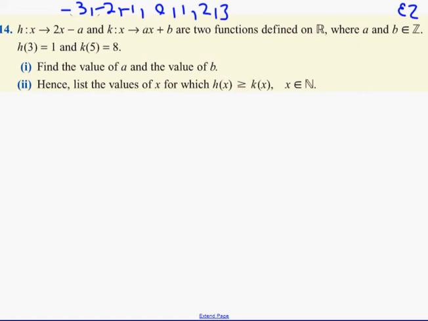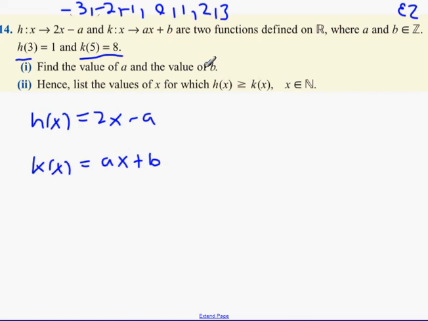Okay? Now, what you're going to see is, it says h of x is 2 times x minus a. Then it says k of x is a times x plus b. Find the values of a and the values of b. So what does it tell us to do with the h function? See it here? What does it want us to do? What's beside the h? 3. What was beside the h? x. Replace x with 3.